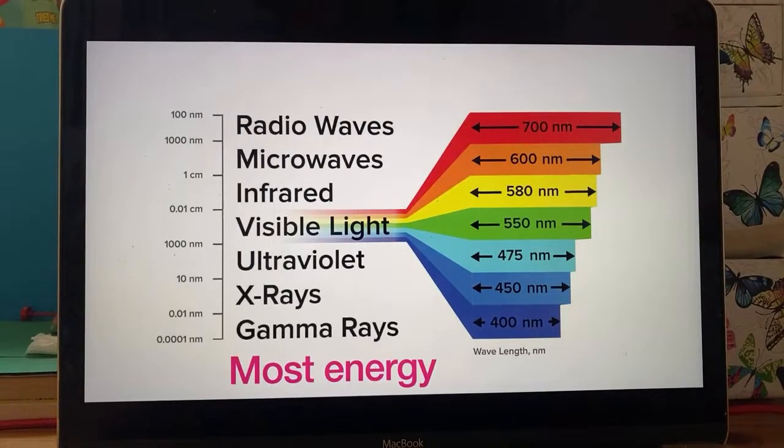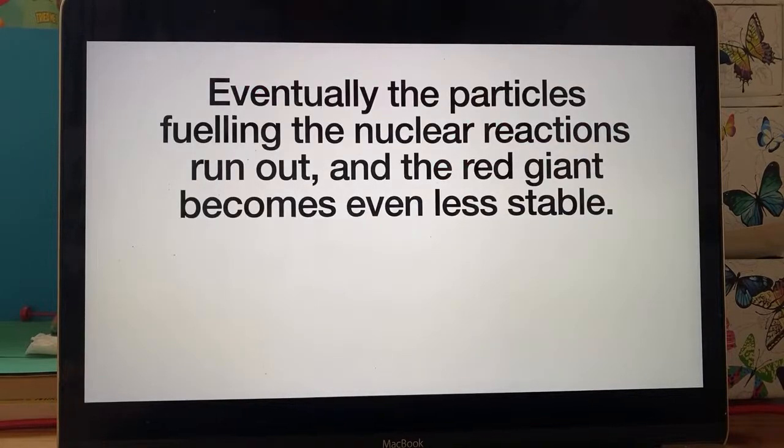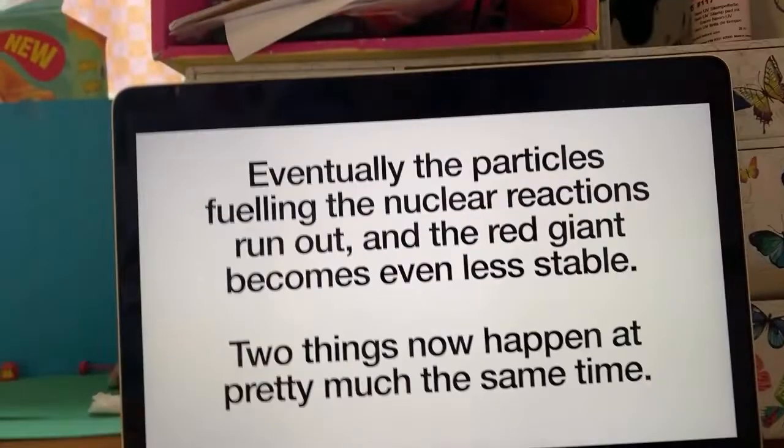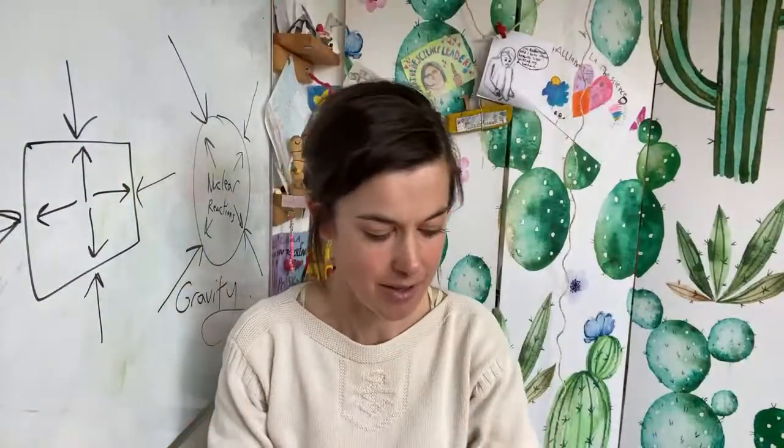You don't probably actually need to know most of that. You really just need to know that it's called a red giant, but that's why it's called a red giant. So eventually, the particles fueling the nuclear reactions run out again, and the red giant becomes even less stable. What happens? Well, two things happen at pretty much the same time. I'm hoping you can tell me one of those things.